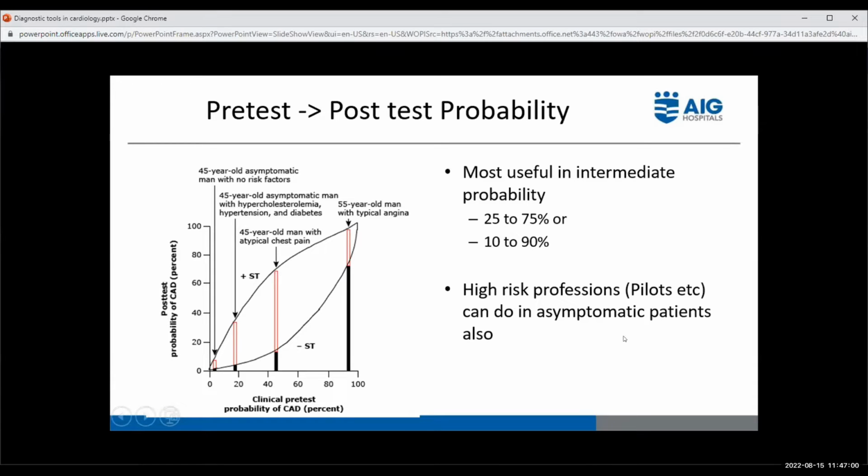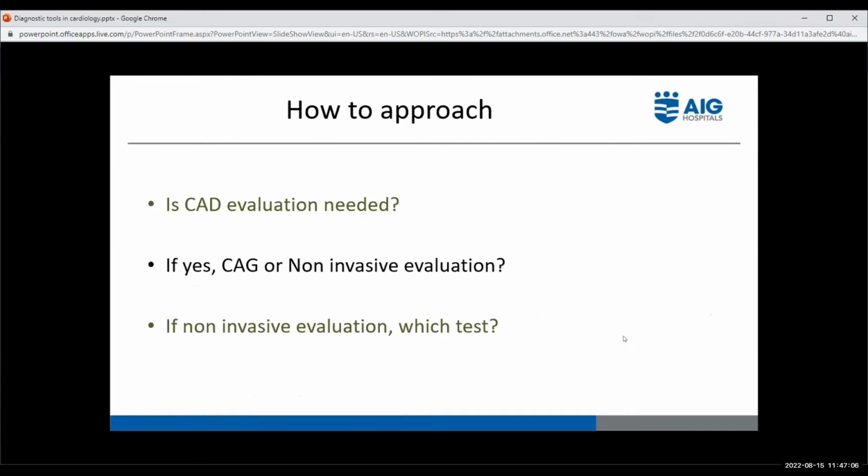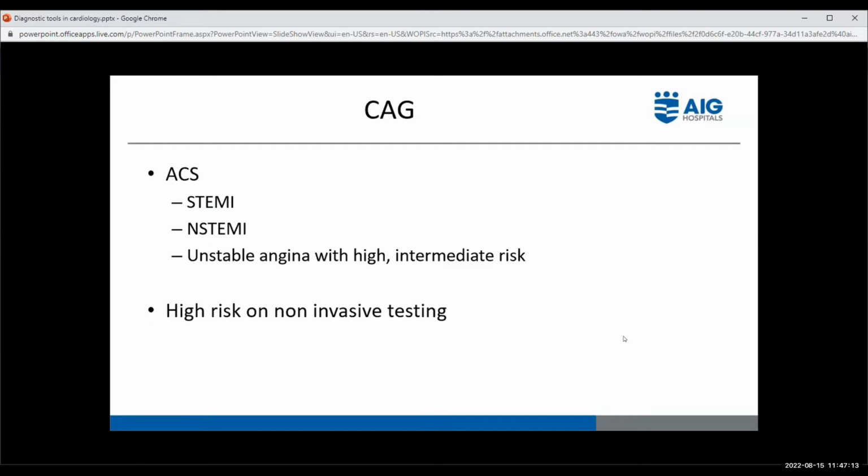For high-risk professions like pilots, a stress test can be done in an asymptomatic patient also. So how to approach it? Is CAD evaluation needed? If yes, CAG or non-invasive, the same slide. CAG is done in routine ACS, STEMI, NSTEMI, unstable angina, in high risk, intermediate risk, and non-invasive testing also.